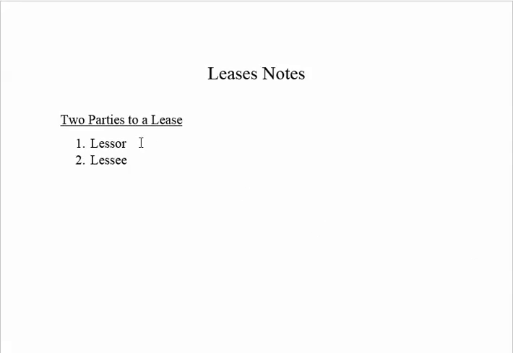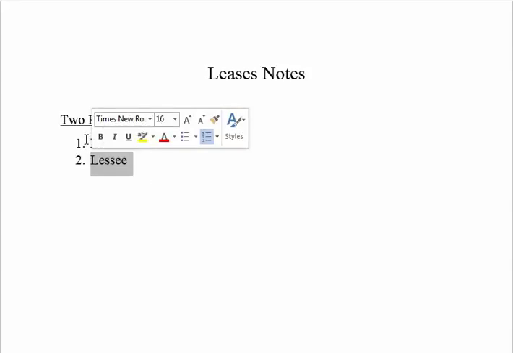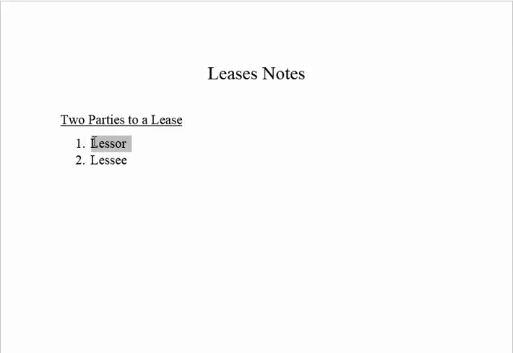You have the lessor. Typically, that's who we think of as the owner of the property, the one renting it out, if you will. And the lessee is the one leasing the property or renting it from the landlord. So you could kind of think of the lessor as the landlord, the lessee as the tenant, the person leasing the property and the person they rented it from.